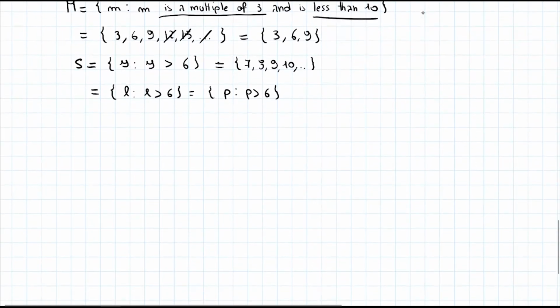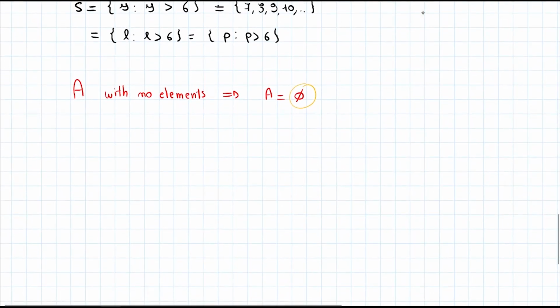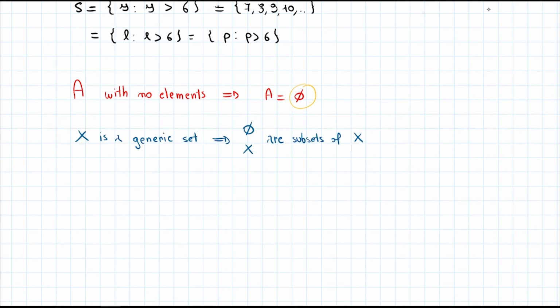Another important concept is the empty set. In fact, a set which has no elements is called an empty set. So if A has no elements, then A is equal to the empty set and is denoted by this symbol. The last property of sets is that each set has as a subset the empty set and also the set itself. So if X is a generic set, then the empty set and X both are subsets of X.